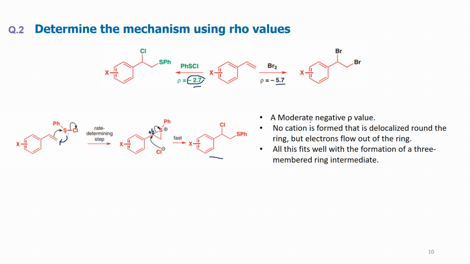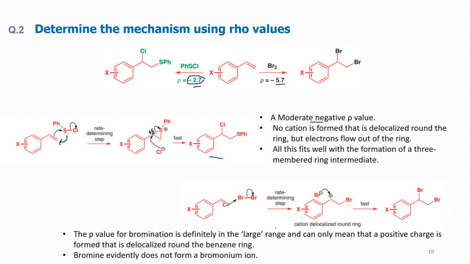If you look into the second reaction, what is happening here? In this case, similarly the alkyne will attack here and there will be a formation of a carbocation and then Br minus will attack.